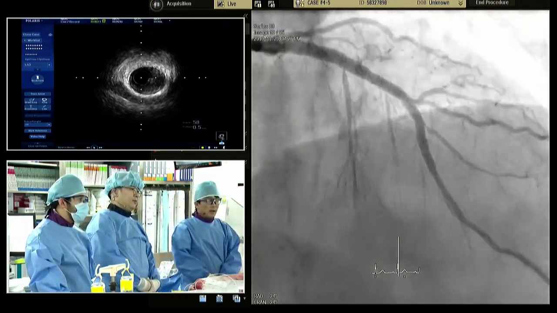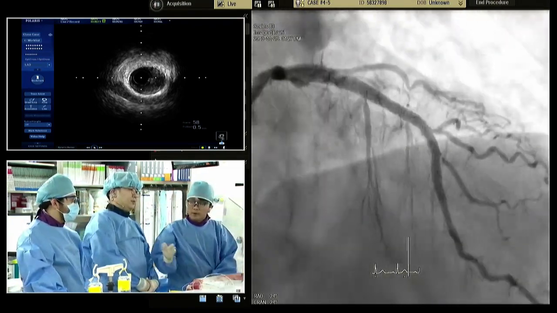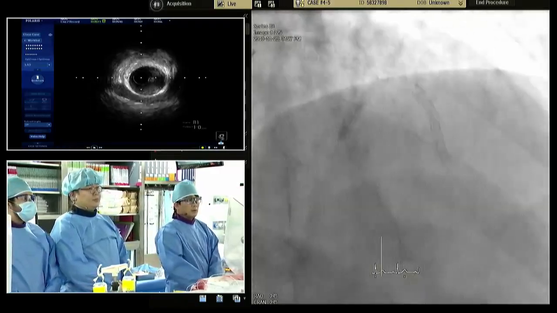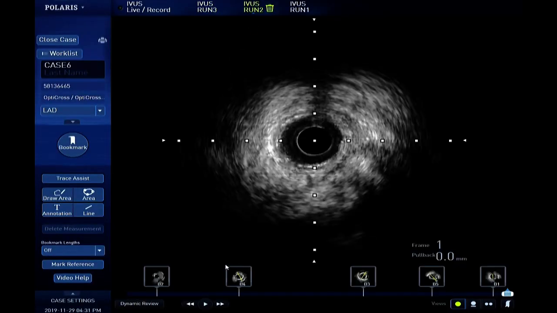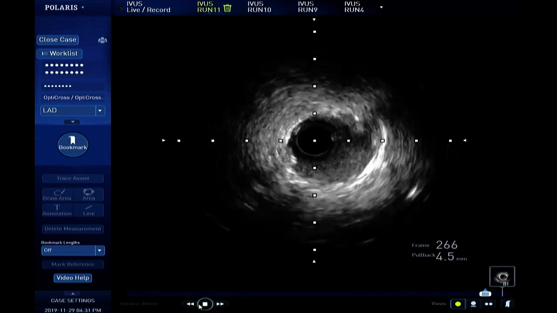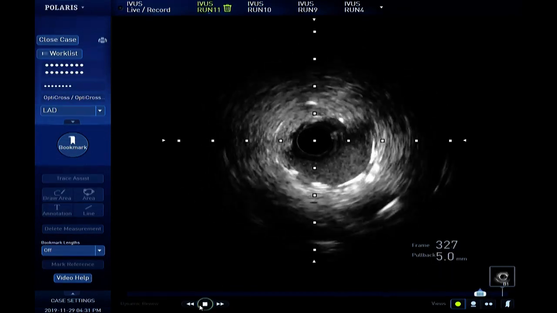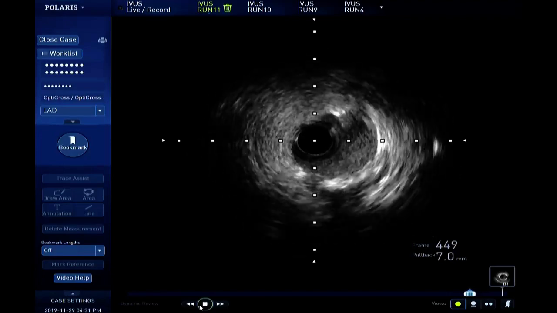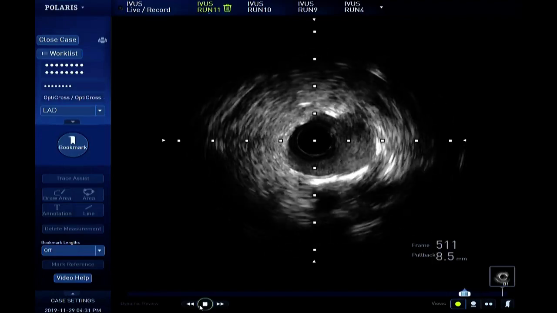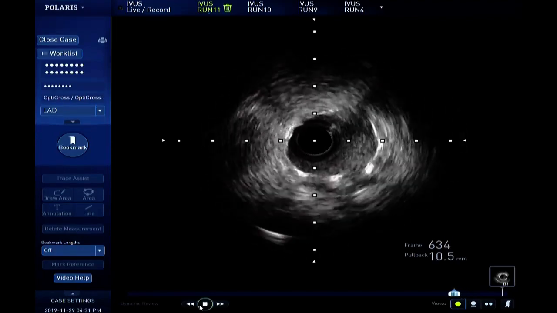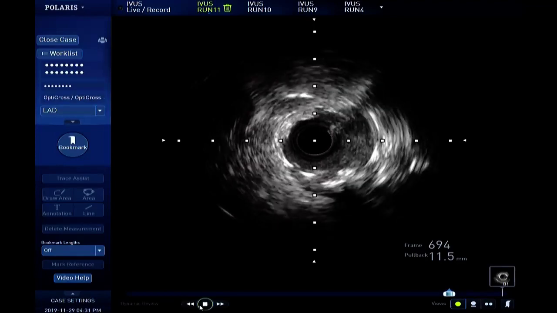Great. I would like to show you the IVUS findings. All right. The final IVUS, please. So this is the far distal LAD. The distal stent is okay. There is no malposition. Good landing. Distal part, more than 2.5. Lumen area is more than 5, 6 something. It's great.